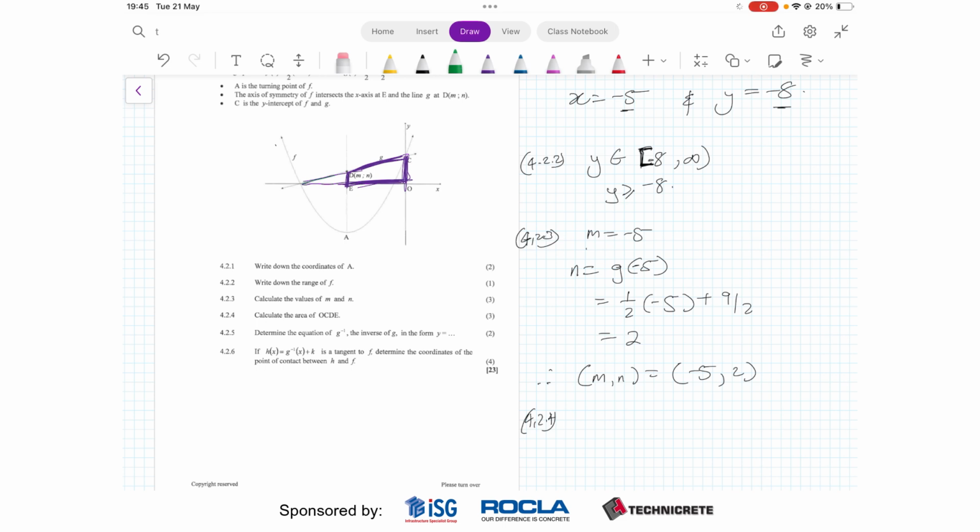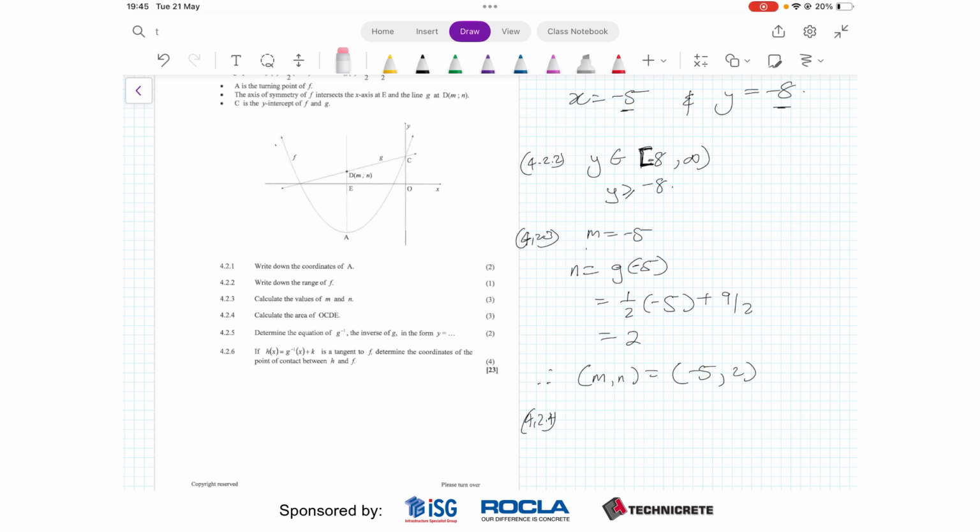And then calculate the area of this triangle. And after calculating the area of these two triangles, you would subtract the area of the green triangle from the area of the purple triangle. Okay, that is the first method you could use.